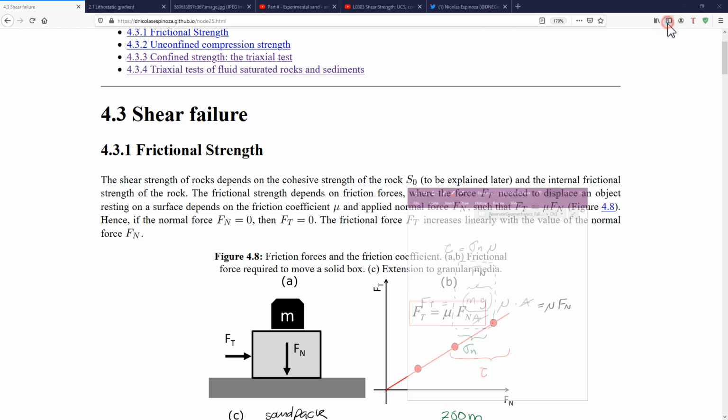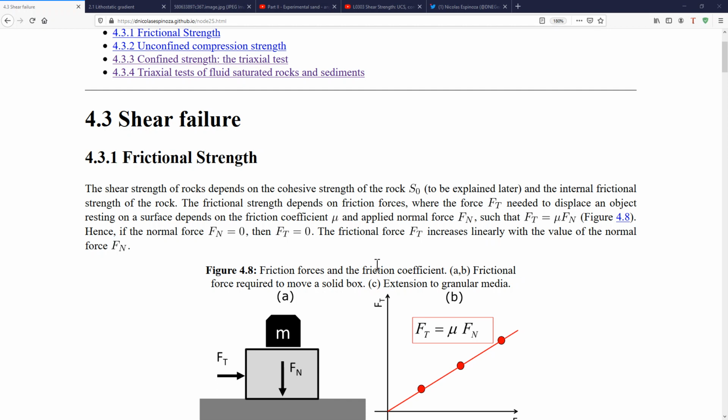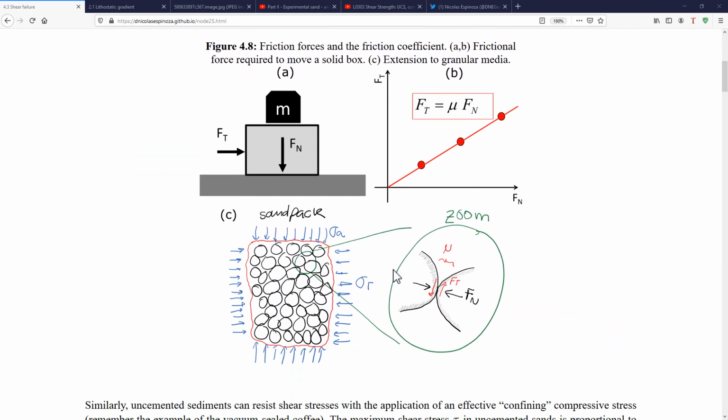All right, let's take this concept now to rocks and to geological materials. And let's get started with a sandbag first. This is going to be just a bunch of grains, all of them together next to each other. And we are going to see something similar to what happens in the example of the box. But now the contacts are between grains, from grain to grain.